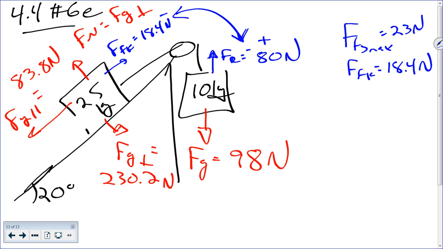Any problems? Molly, you good? Yeah, I just drew the friction going the wrong way. Gotcha. Do you understand why it's got to go that way now? All right. And this is a tough problem, you guys.